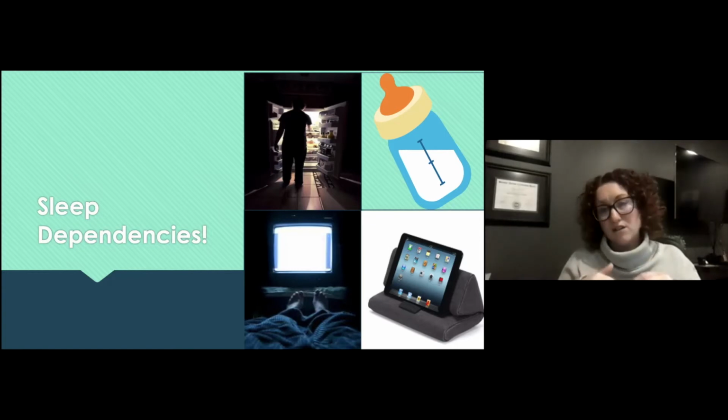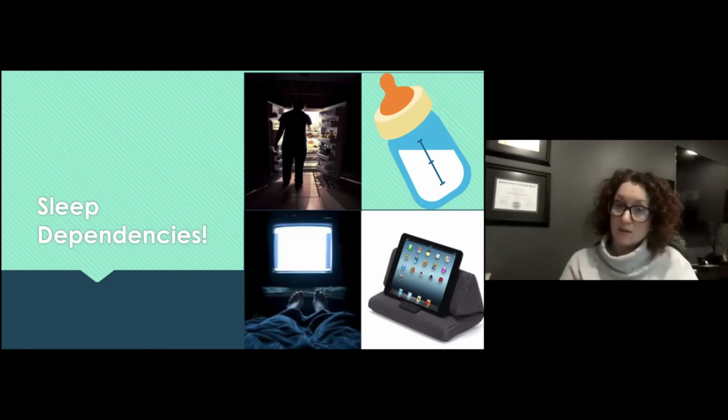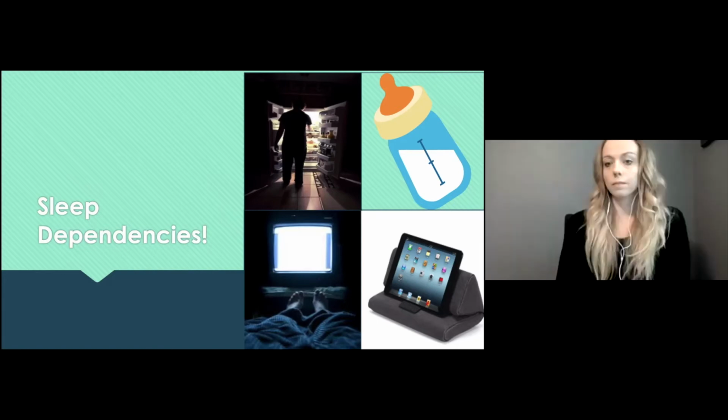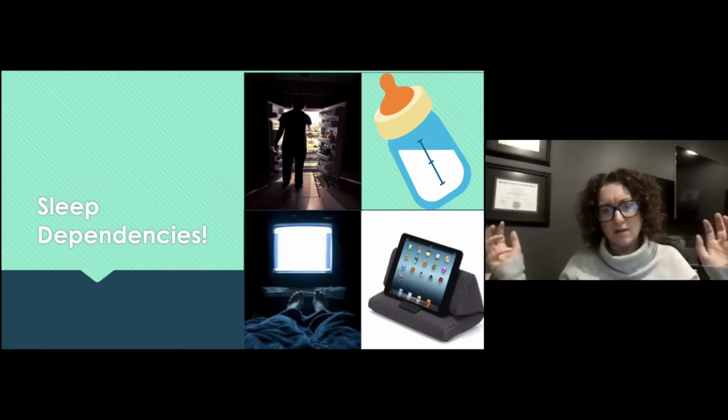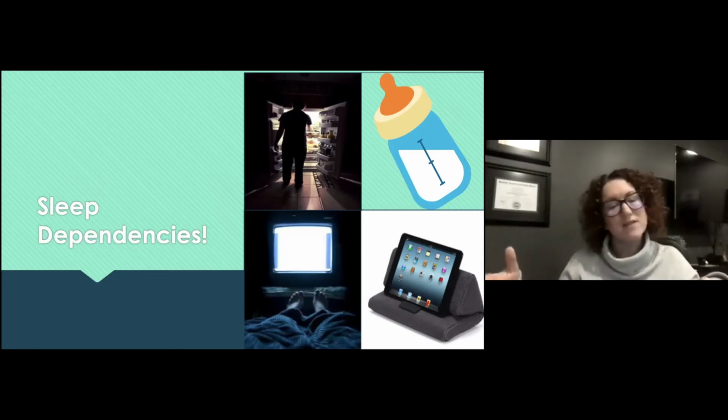If a child is used to falling asleep with a parent and then wakes at night and the parent isn't there, they're going to seek out the parent, because that's how they fell asleep. So that's where sleep dependencies can be problematic. If you always go to sleep with a full stomach, with a bottle, with a TV on, with lights on, or with certain sounds going on, those conditions need to be replicated in the middle of the night.